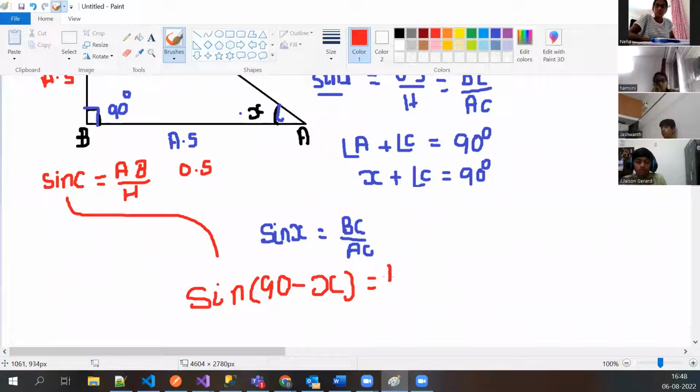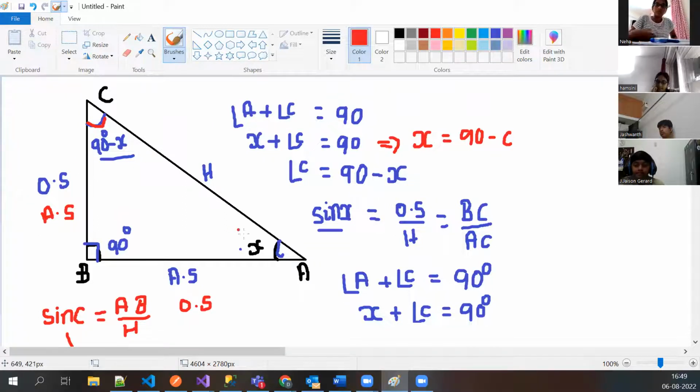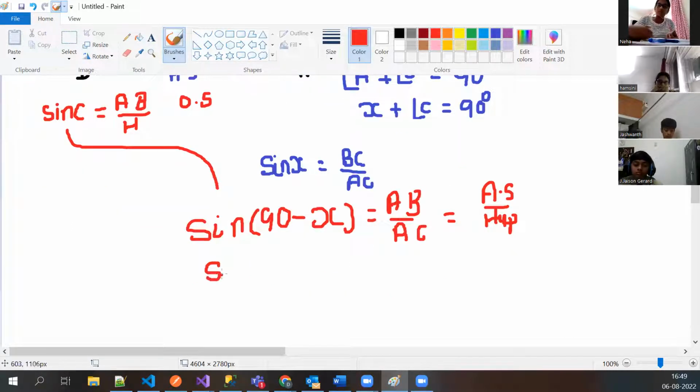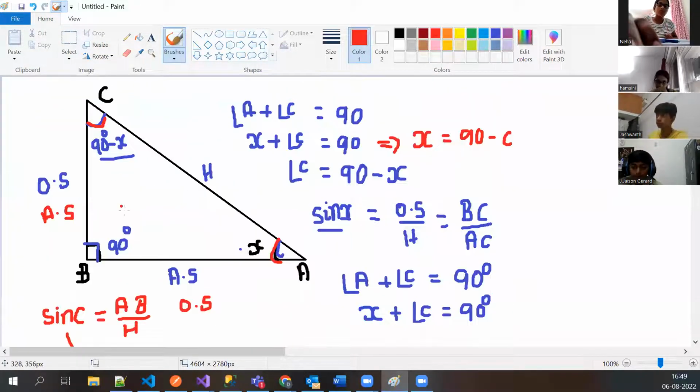AB by AC. But in another triangle, what is the value of AB by AC? If I'm using this angle, AB is nothing but this one, adjacent side by hypotenuse. So this will become adjacent side by hypotenuse. What is the definition of adjacent side by hypotenuse? Cos theta. Now tell me, I need to put cos x or cos 90 minus x?